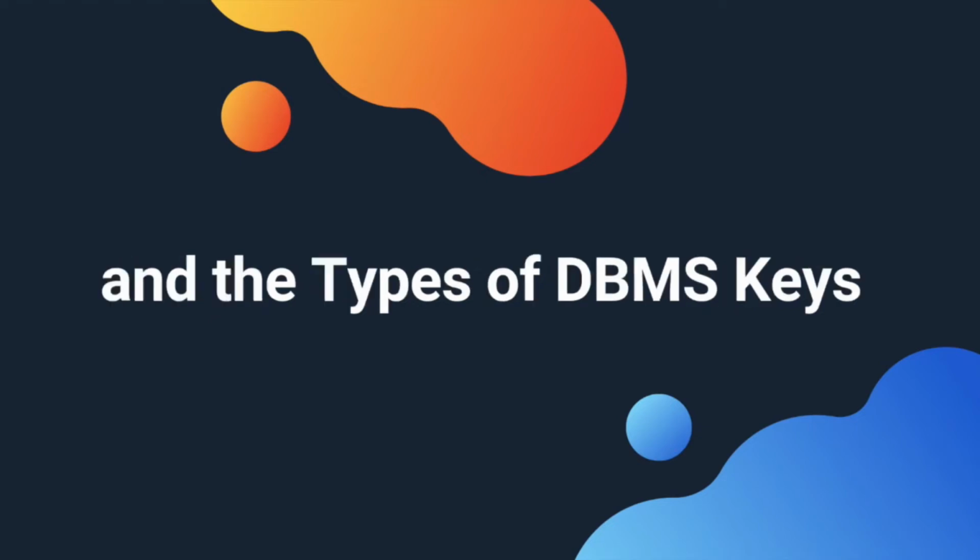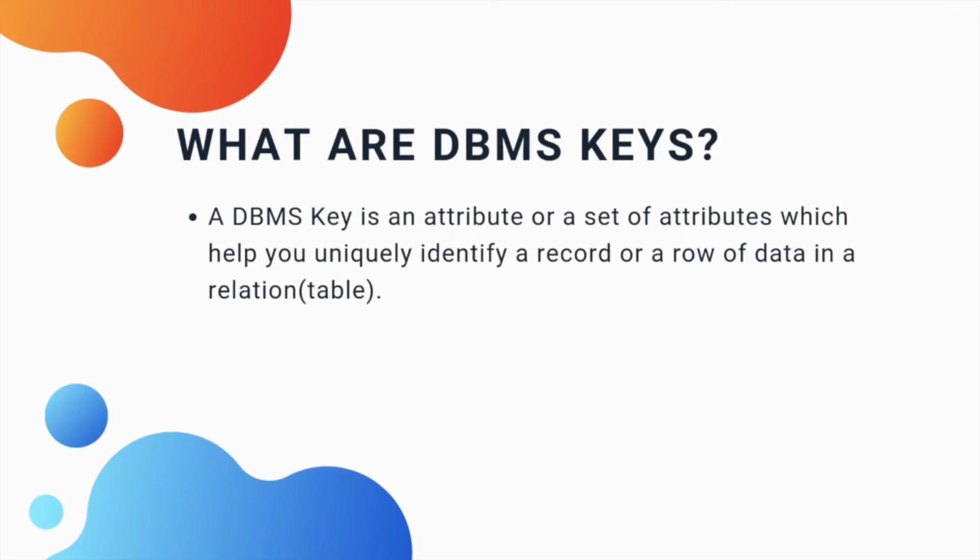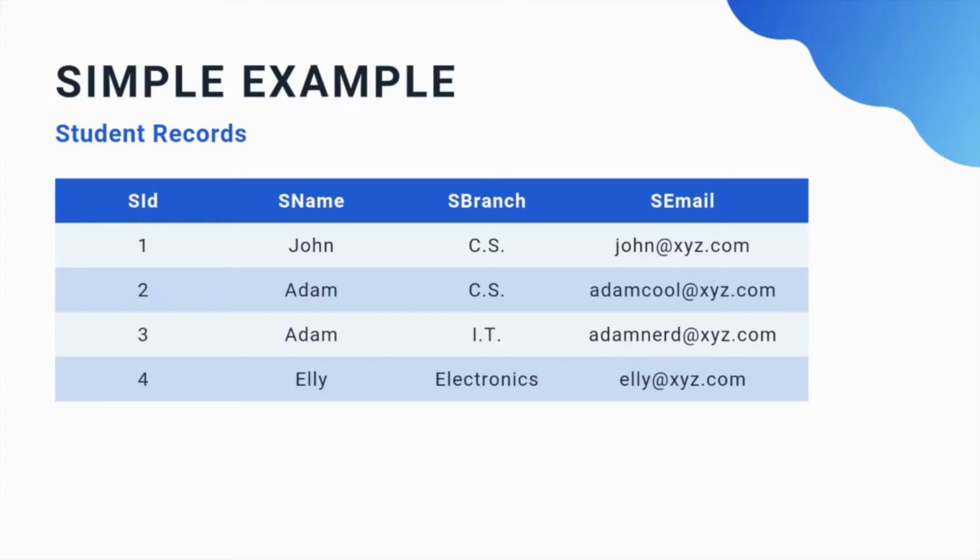A database key or a DBMS key is an attribute or a set of attributes which help you uniquely identify any record or row of data in a table. Let's take an example. In the table above, we have SID, SNAME, SBranch, and SEmail as attributes, saving details about students. If I ask you to tell me email address of the student with name Adam, can you tell me? No, because there are 2 students with name Adam.